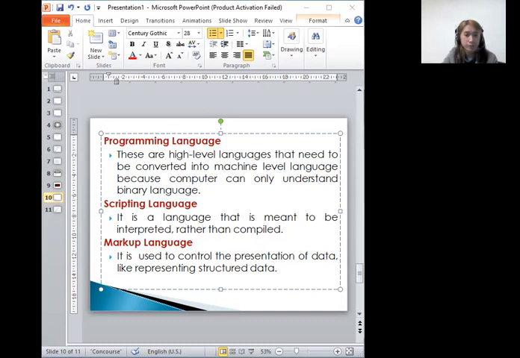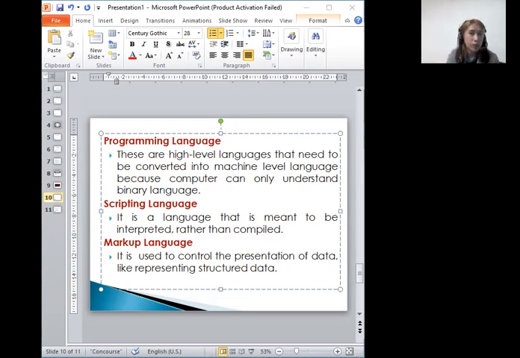For programming languages, we have examples such as Java, C, C++, and C Sharp, and so on. Next, we have the scripting language. Basically, a scripting language is meant to be interpreted rather than compiled. It is a subcategory of the programming language which is used to give guidance or to control another program, so it also involves instructions. The programming language is like the parent, while the scripting language is the child of the programming language.